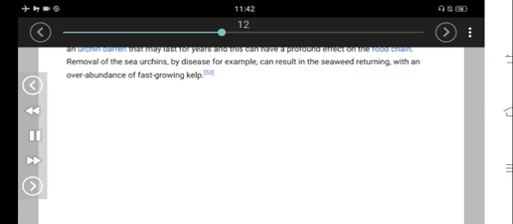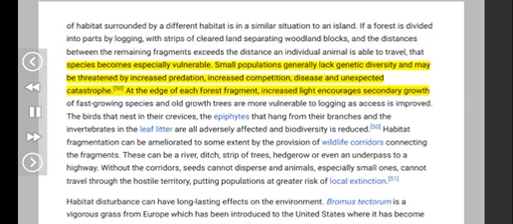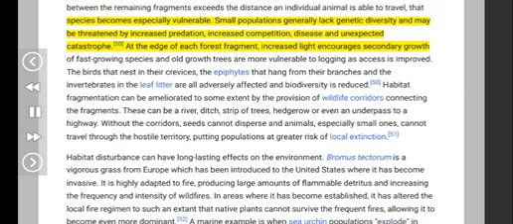If a forest is divided into parts by logging, with strips of cleared land separating woodland blocks, and the distances between the remaining fragments exceeds the distance an individual animal is able to travel, that species becomes especially vulnerable. Small populations generally lack genetic diversity and may be threatened by increased predation, increased competition, disease and unexpected catastrophe.